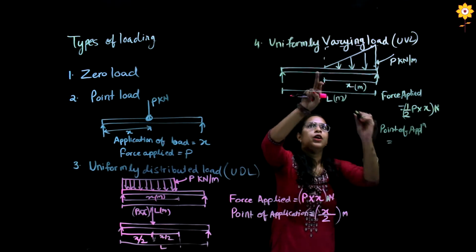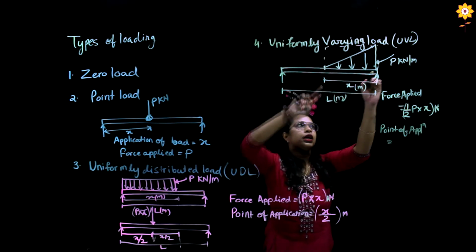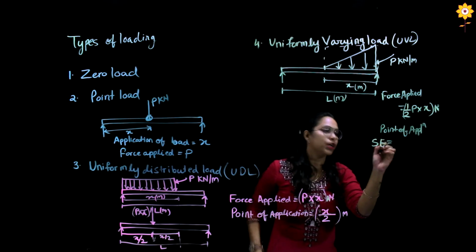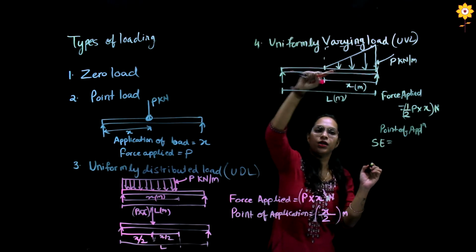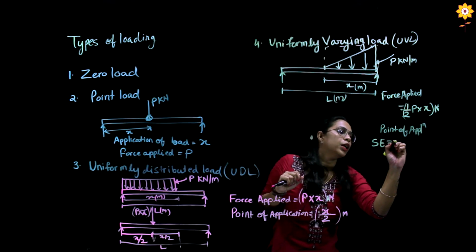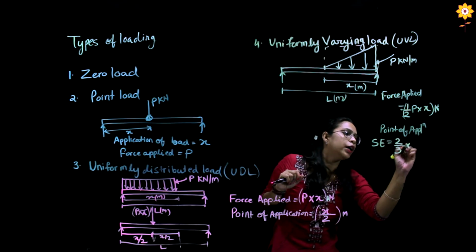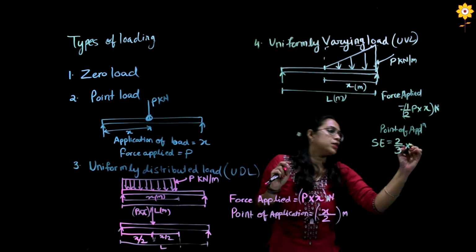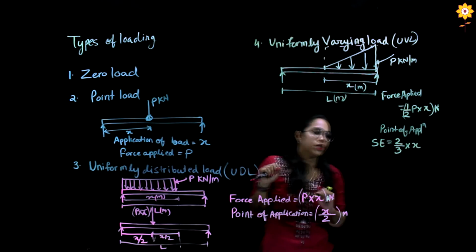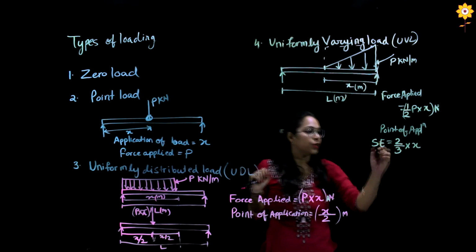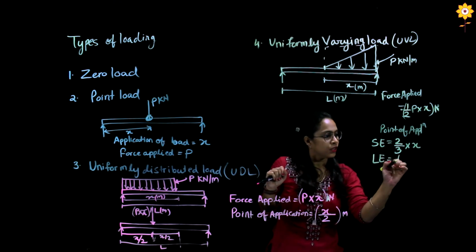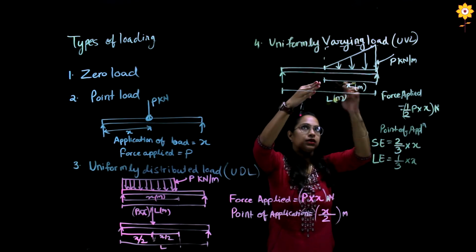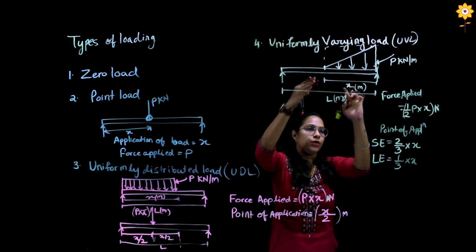Let's call this the shorter end, and I'll call this point the longer end. If I calculate the point of application from the shorter end, that is the vertex here, it would be 2 by 3 into the distance over which the UVL is placed, so 2 by 3 into x. And if I calculate the distance from the other end, it would be 1 by 3 into x. If we add these two, we get the complete x: 2 by 3 from this side and 1 by 3 from this side.